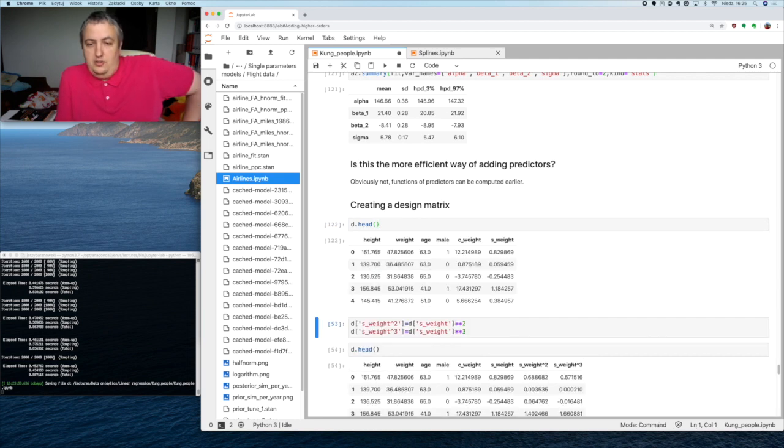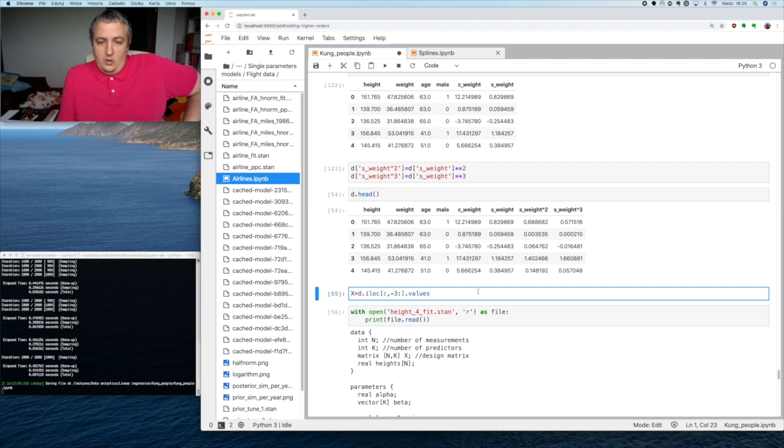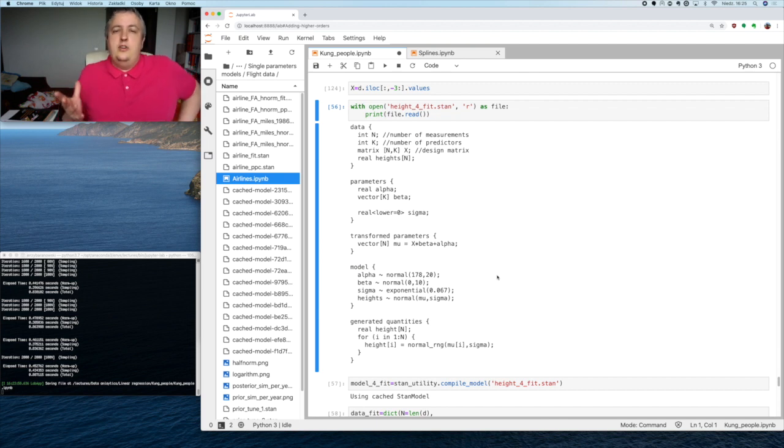So we take our original data frame for all the people. We are now adding two columns, second and third power, but we are again doing it with standardized variables, so we won't have this issue. Then we just create our design matrix from the last three columns. It will be a NumPy array, and we'll give up on the prior predictive simulation because it doesn't add that much here, and I just wanted to show you how the fitting works in this case. And we should of course do it again, but it generally wouldn't change much.